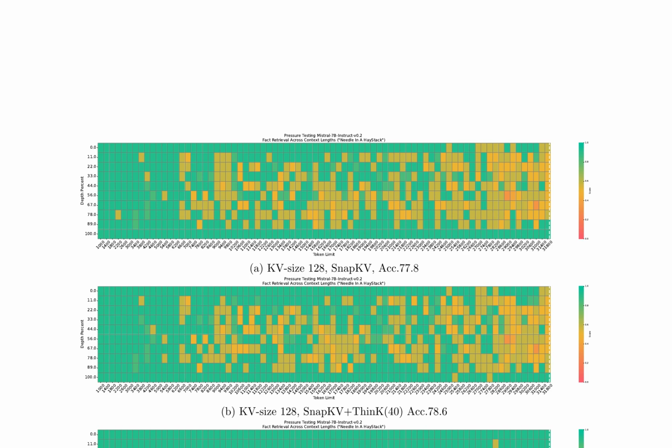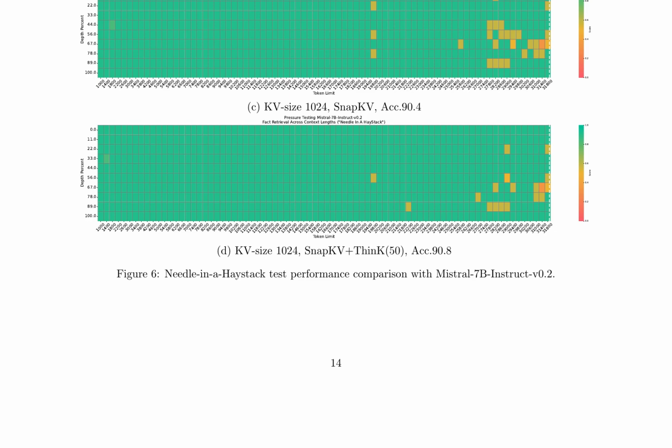The paper also includes a needle-in-a-haystack test to evaluate the model's ability to retrieve facts from long contexts, showing that the models perform differently in this task as well. Overall, the paper provides a detailed analysis of the strengths and weaknesses of these models in various NLP tasks and highlights the importance of considering different factors such as cache size and pruning ratio when selecting a model for a specific task.